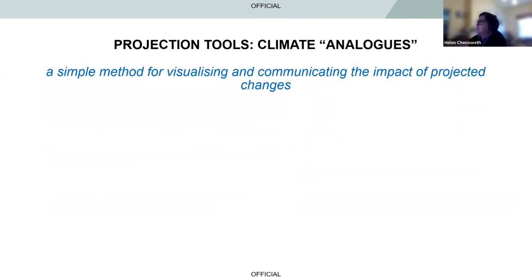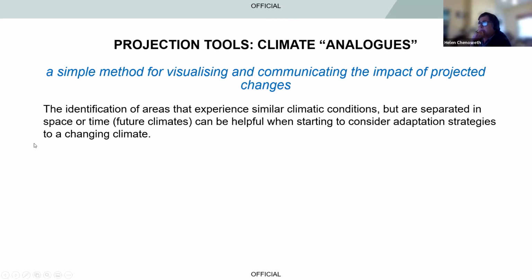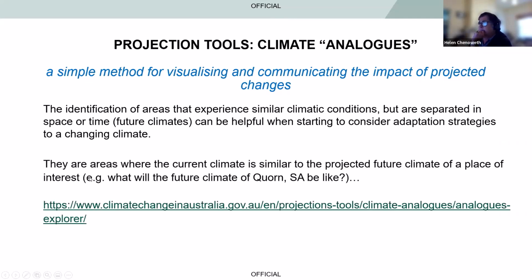Now, another good way of explaining what those climate models the scientists are doing mean in terms of impacts of climate variability on our various locations, wherever we are in Australia, or in fact around the world, is what they call climate analogues. It's a simple method for visualising and communicating the impact of these projected changes through the modelling that the CSIRO talk was mentioning. What it does is identify an area that experiences similar climatic conditions but is separated in space or time from an area we want to look at for the future, looking at those various scenarios. So areas where the current climate is similar to the projected future climate of a place.